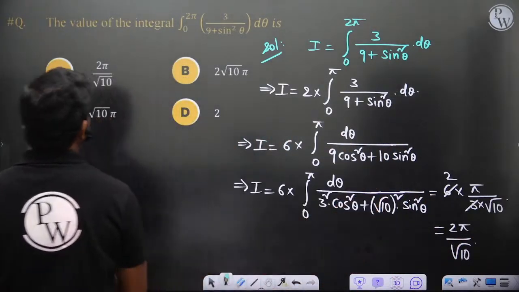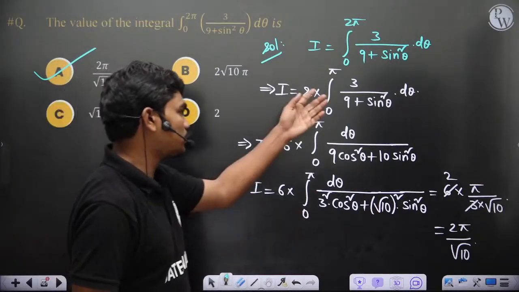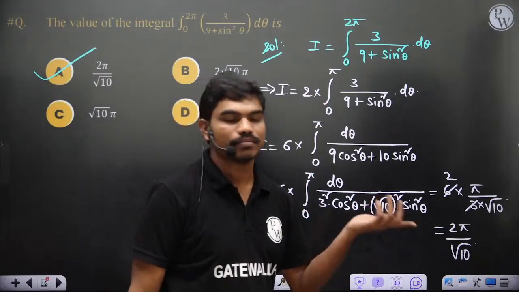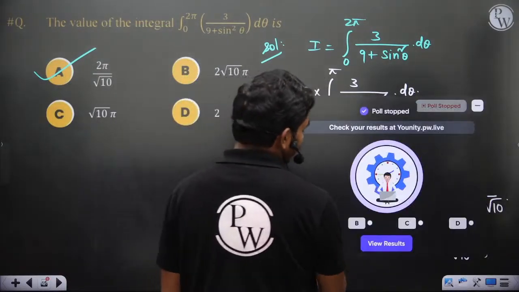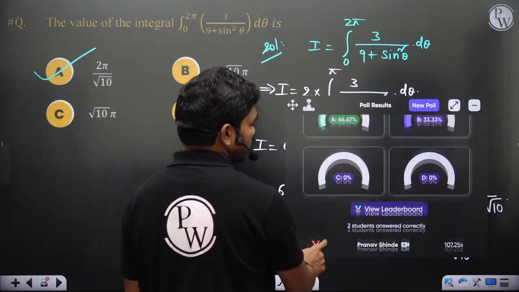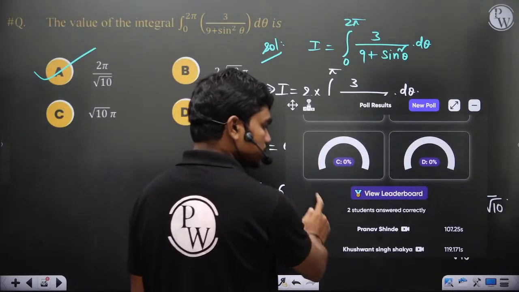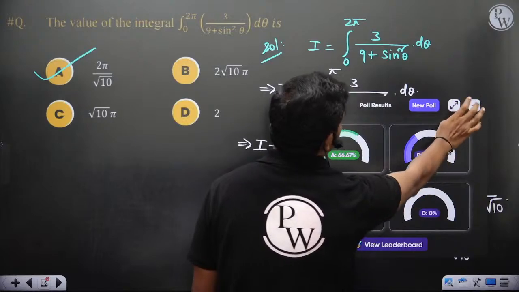Yeah, many of you have done, but not within the time, because to write these 2-3 steps it hardly takes 1 minute maximum. So A is the correct option. Let's see if some of you have written. Nice. Pranav and Pushpan Singh Sakya. Nice. Good. So chalo. Fine.